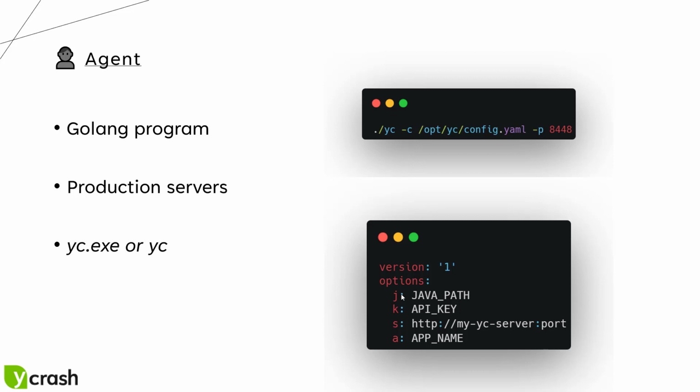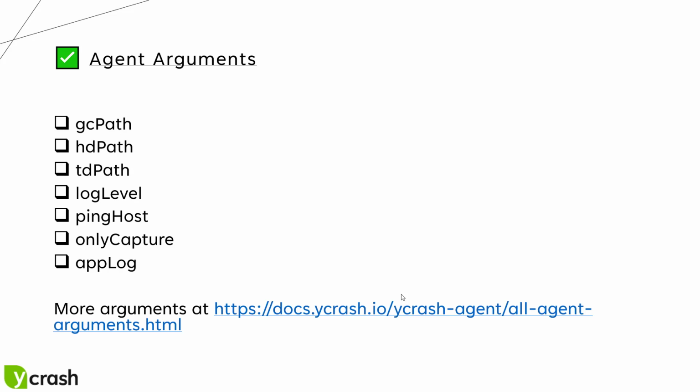As I mentioned already, the yCrash agent is a lightweight Golang program which runs on your production servers, and you can configure it using a YAML file, or you can pass key-value pairs as command line arguments. But we are going to deep dive into a few more important arguments so that you can fine tune your yCrash agent. Here I have listed a few important arguments: GC path, HD path, TD path, and you can also fine tune the log level. There are a couple of arguments like ping host, only capture, and app log that are very useful when tuning your yCrash agent parameters. Of course, there are a lot of other parameters also. You can check them out in this particular link.